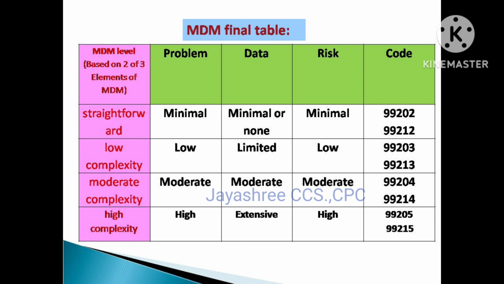So in 2023, based on the MDM 3 elements and based on the timing, these two things only we are going to use to take the final level of the E/M CPT code. Until 2022, we had examination, history, ROS, physical examination, social history, past medical history, everything we needed to check to take the final level. But in 2023, history and examination were all removed, only the MDM part and timing remain. These two things only we need to look at to decide the final level of the E/M CPT.